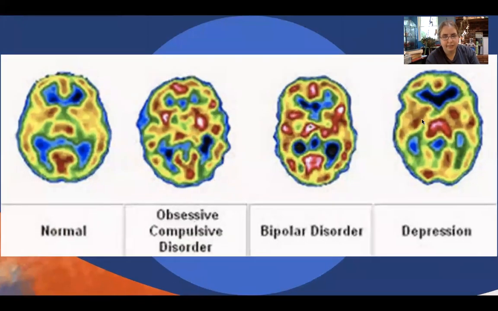So brain scans is just showing you some of the brain scans of different anxiety or mood disorders. So this looks at a normal brain. This is the brain of someone with OCD. You can see how different parts of it are lighting up. So that tells us something is going on differently.